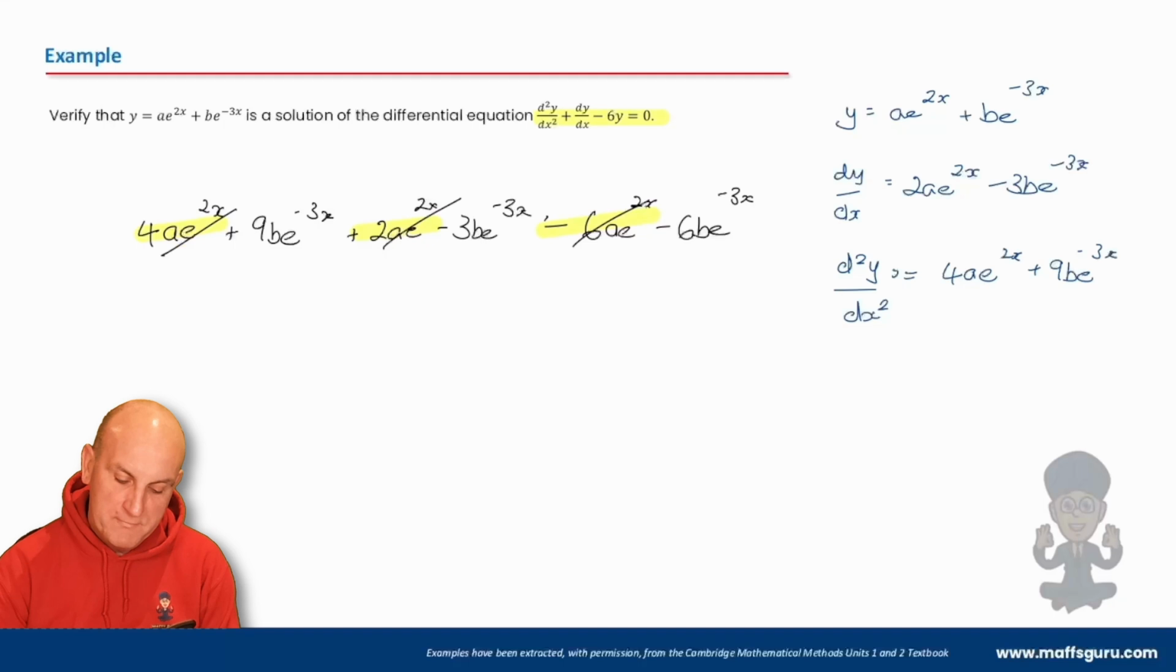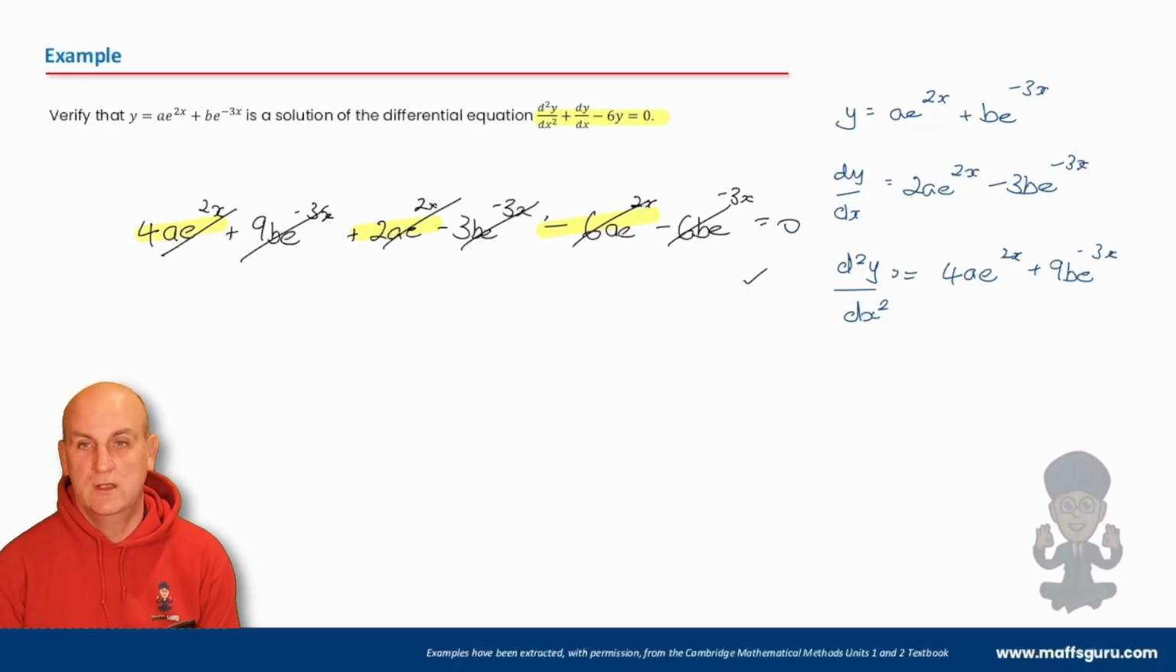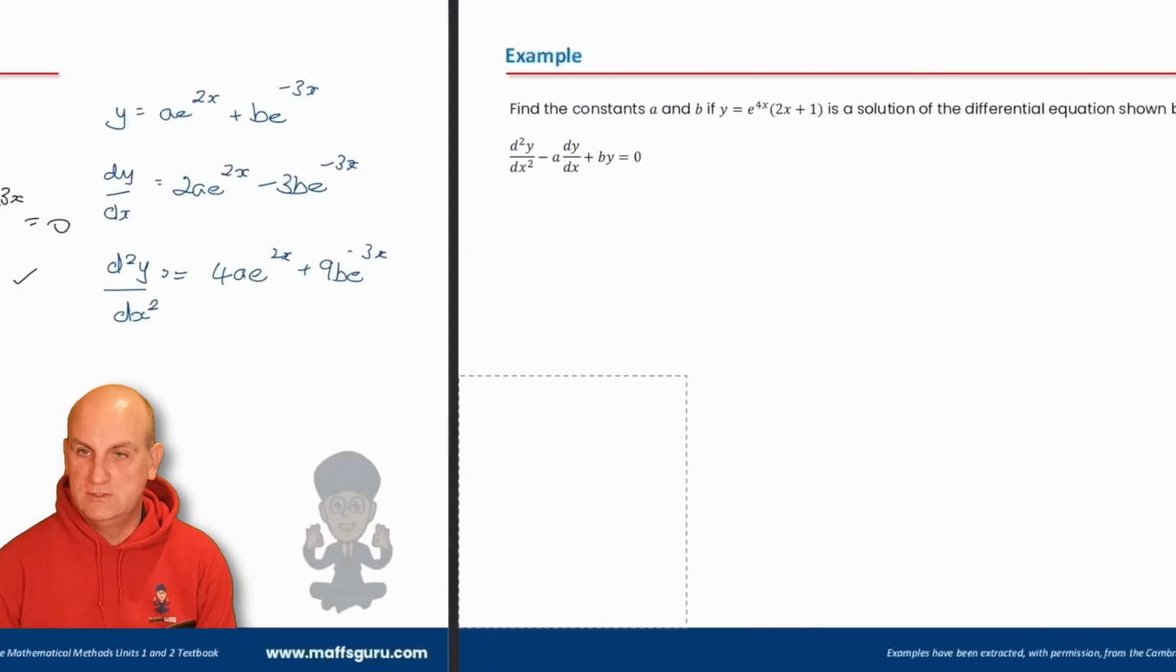I got 9be to the minus 3x minus 3 minus 6. They also disappear. And so in which case that does in fact equal 0. And so it is also a solution of my differential equation.